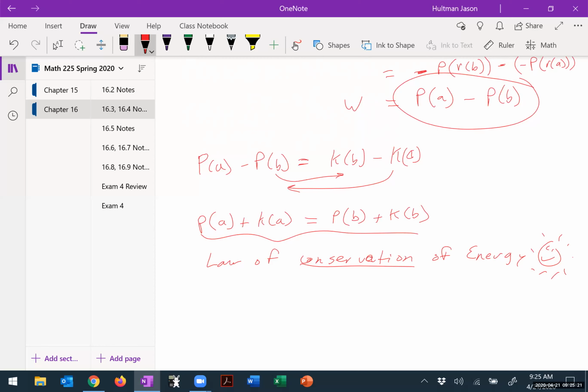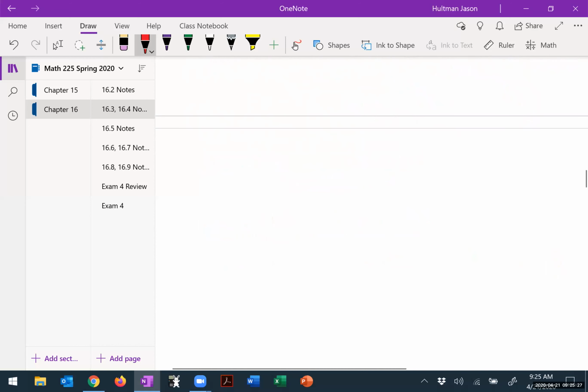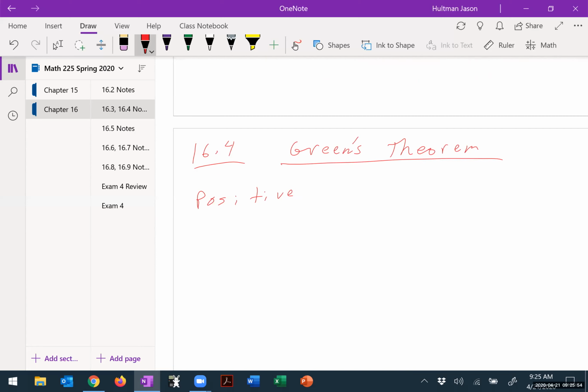Okay, let's move into 16.4. 16.4 is called Green's theorem. So what does it mean to be positively oriented? Positive orientation of a simple closed curve.